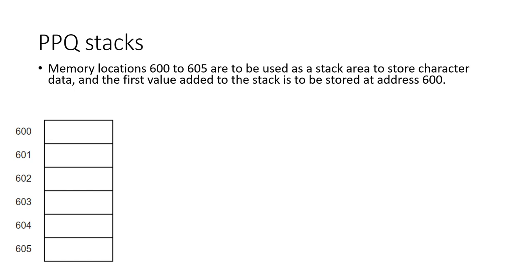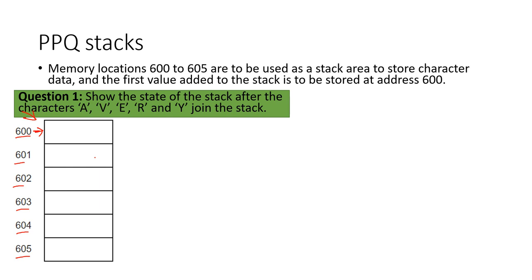Right, a quick past paper question for you then. So you're given a scenario, so there's some memory locations. This part over here is just indicating memory, and we've got addressable memory locations here. It's just given us six of them, 600 to 605, and they're to be used as a stack to store the character data. The first value is to be added to address 600. Okay, so this is going to be our starting point in our stack, 600.